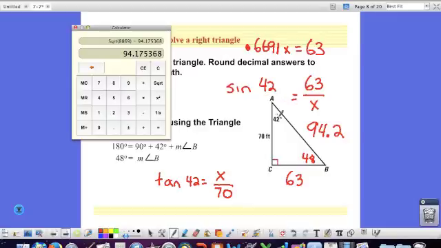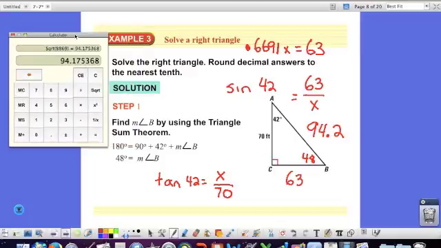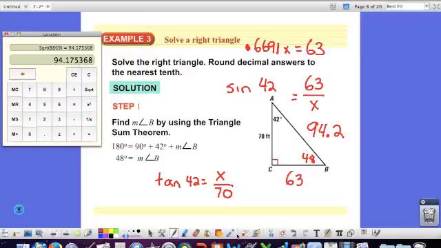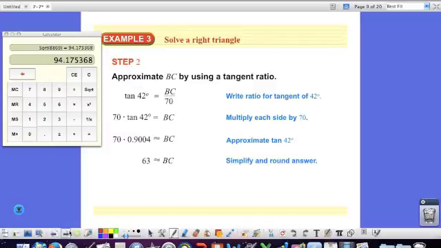So as I said, I did it by finding the sine of 42. You could also use the Pythagorean theorem. I've actually gone through how to do this problem without using the steps from the book. There are the steps from the book, and they actually did it using the tangent of 42.